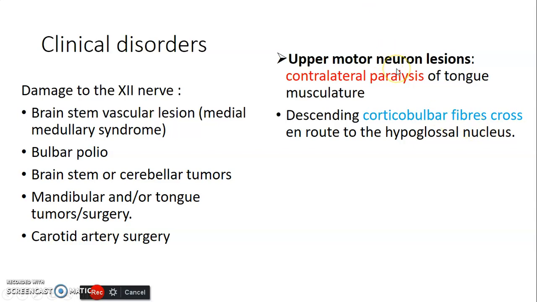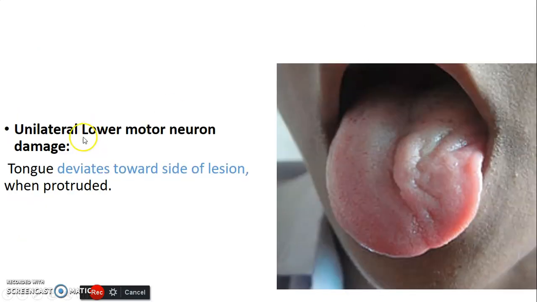But hypoglossal is getting upper motor control from contralateral cortex. Now, in unilateral lower motor lesion, the tongue will deviate towards side of lesion. In facial nerve palsy, the face was deviating to the normal side, but in hypoglossal palsy, the tongue is deviating to the side of lesion.